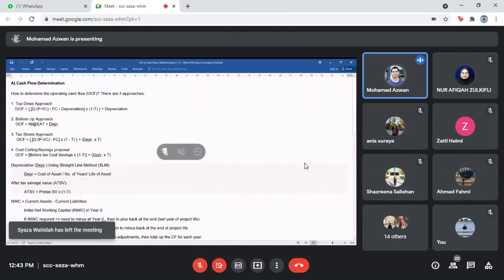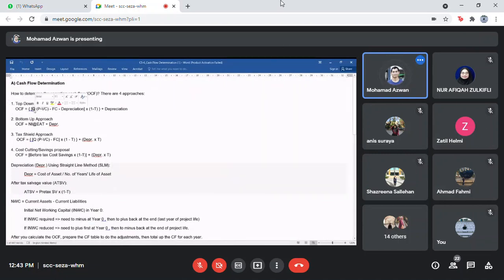There is the top-down approach where OCF equals quantity. Quantity is the number of units produced for one year, times the price. P stands for selling price per unit, and then minus VC.